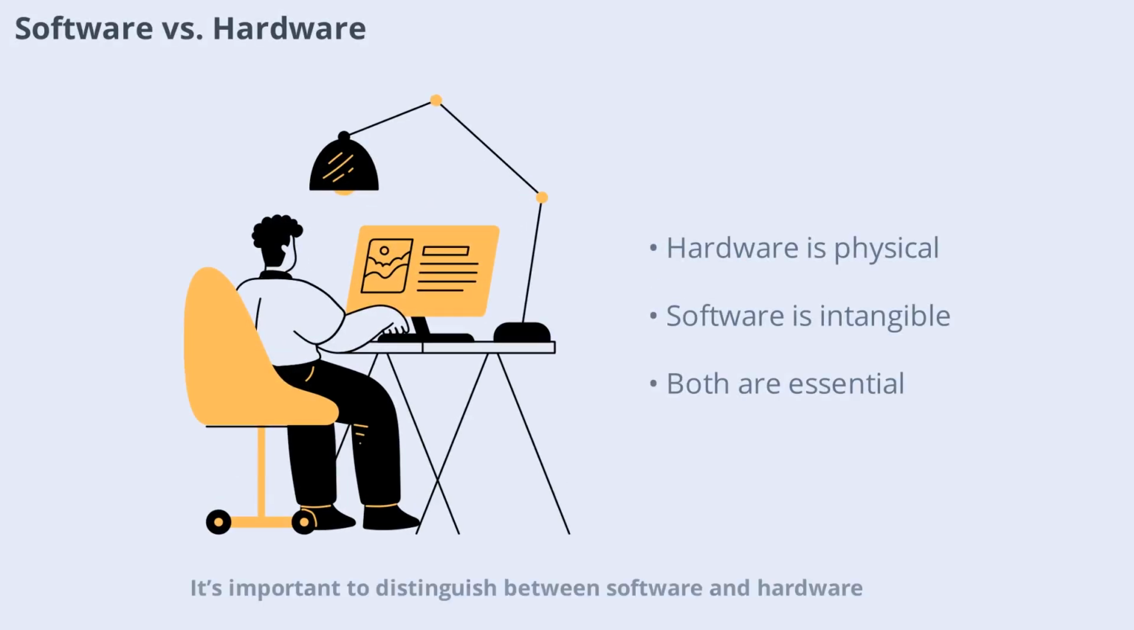It's important to distinguish between software and hardware. Hardware refers to the physical components of a computer, like the keyboard, monitor, and hard drive. Software, on the other hand, is the invisible force that brings hardware to life. Without software, hardware is just a collection of parts. Together, they form a complete functioning computer system.